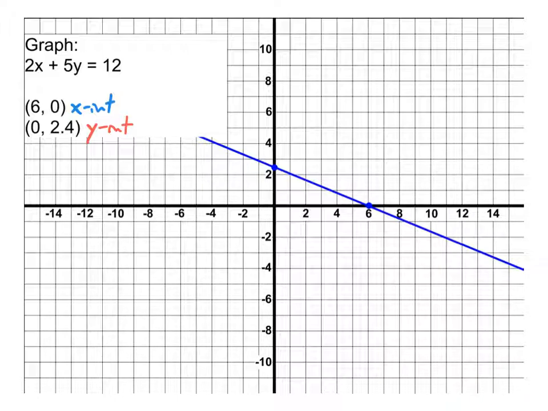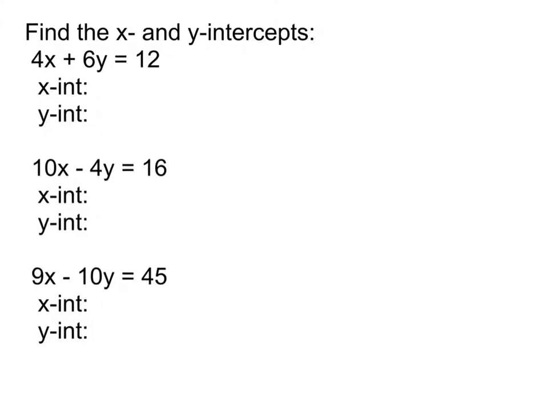That's going to be useful to remember, because what I want you to do now is just focus on finding those x-intercepts and y-intercepts. I want to practice getting this idea really down from standard form. So please write down the equations and find the x-intercepts and y-intercepts for each of them.